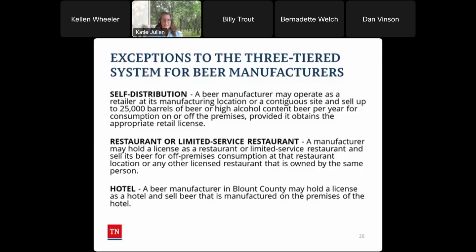So self-distribution: a beer manufacturer may operate as a retailer at its manufacturing location or contiguous site, I don't know if I said that word right, and sell up to 25,000 barrels of beer or high alcohol content beer per year for consumption on or off the premises, provided it obtains the appropriate retail license. So for restaurants or limited service restaurants, a manufacturer may hold a license as a restaurant or limited service restaurant and sell its beer for off-premise consumption at that restaurant location or any other licensed restaurant that is owned by the same person.